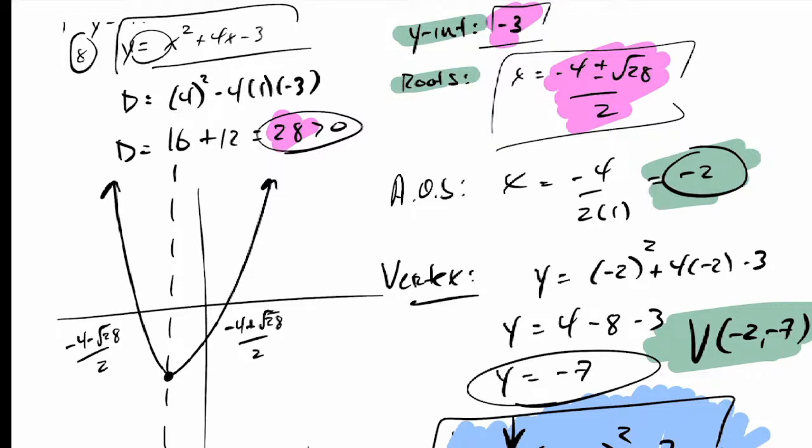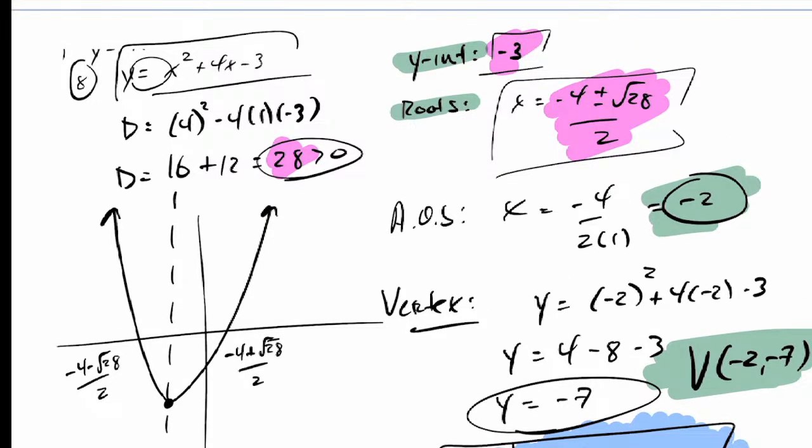I got the axis of symmetry as minus 2 because you take your negative b value. I took my negative b, so negative 4, right from here, divided by 2a. A is 1, so negative 4 divided by 2 is negative 2. So the axis of symmetry is negative 2.